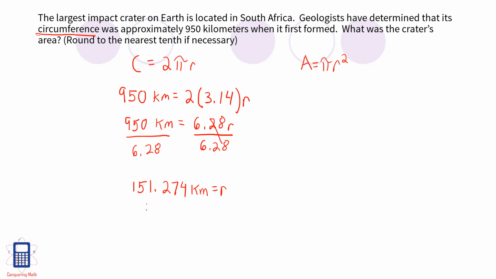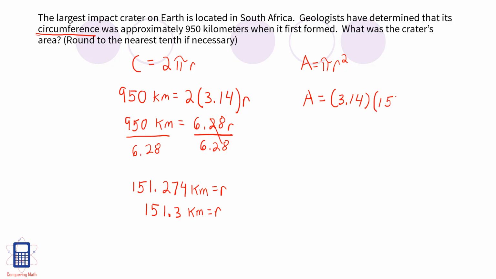I like to usually round at the end, but for today, we'll make it simple. We'll round right now. So 151.3 kilometers is the radius of the circle. So now if we look up here, remember it says what was the crater's area. So we're going to go ahead and plug that back in up here. So we have the area equals pi r squared. In this case now we know we're trying to find area. We know that pi again is 3.14. And we know that the radius now is 151.3 kilometers.